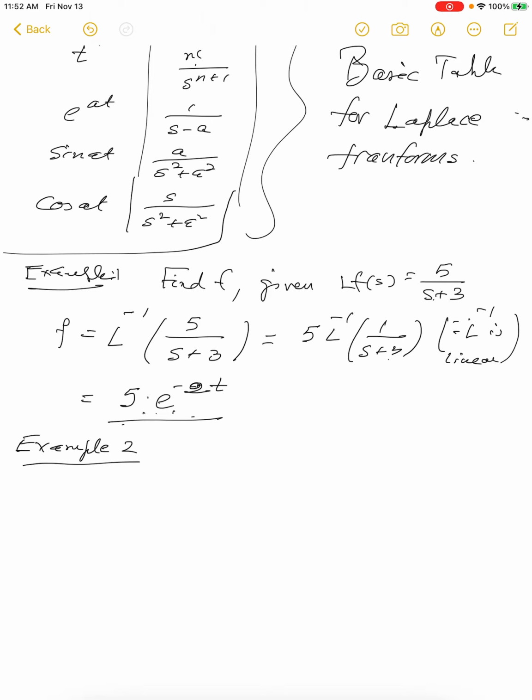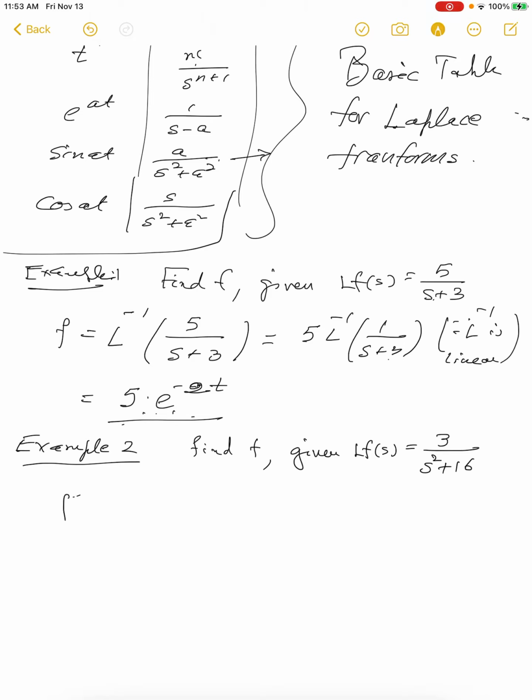So rather than finding the Laplace transforms, finding the inverse transform is more important. And let's do this one. Find f given that L(f)(s) is 3 over s square plus 16. Now you see that you compare it with the table, so you have to apply the formula for sine of at. Sine of at Laplace transform is a over s square plus a square. Here you have in the denominator s square plus 16, so your a should be 4.